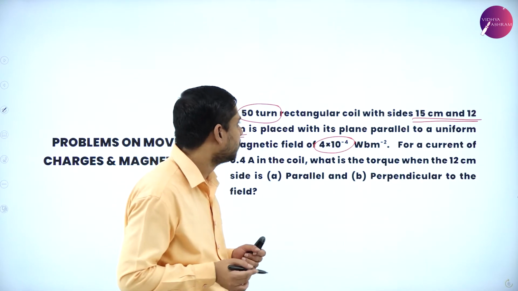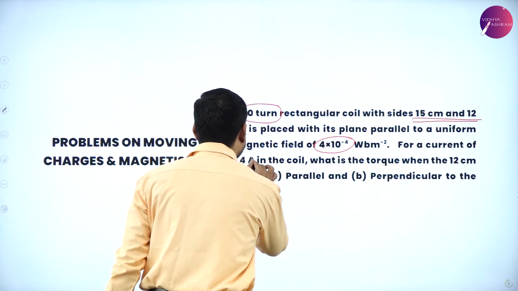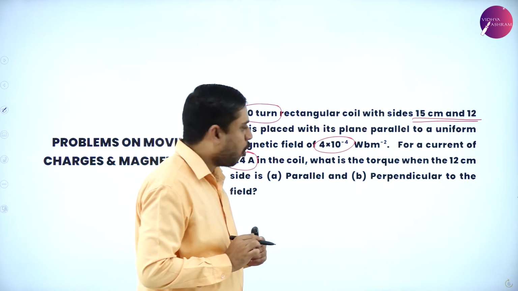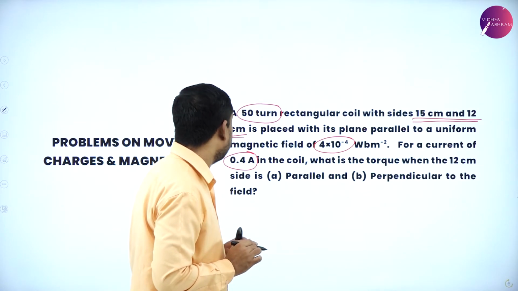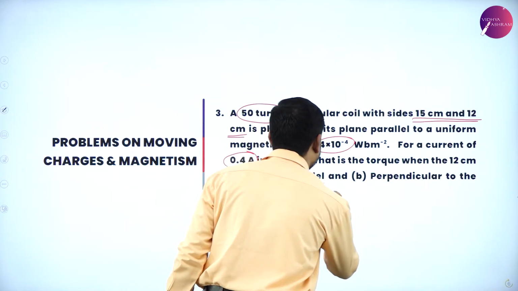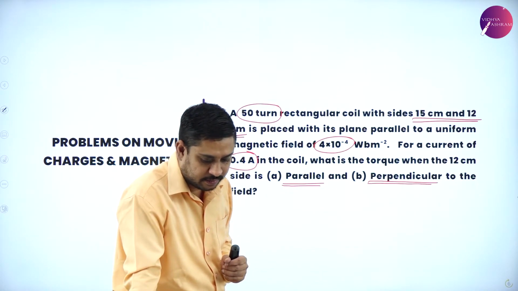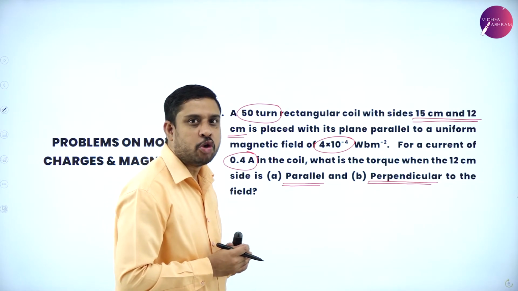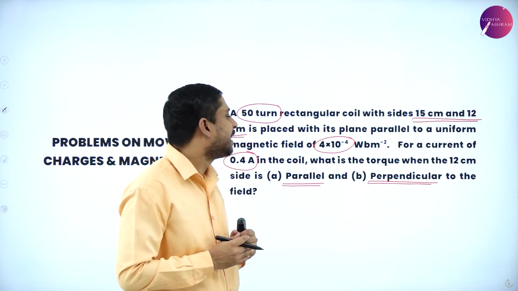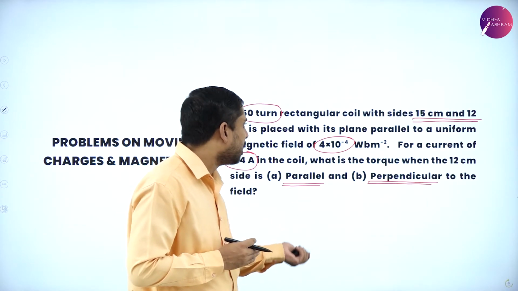Magnetic field strength. For a current of 0.4 ampere in the coil, what is the torque when the 12 centimeter side is parallel and perpendicular to the field? So you have to calculate the torque when the 12 centimeter side is parallel and perpendicular to the field.